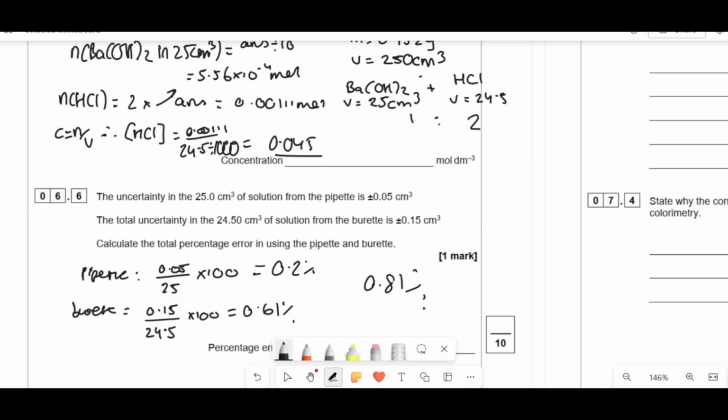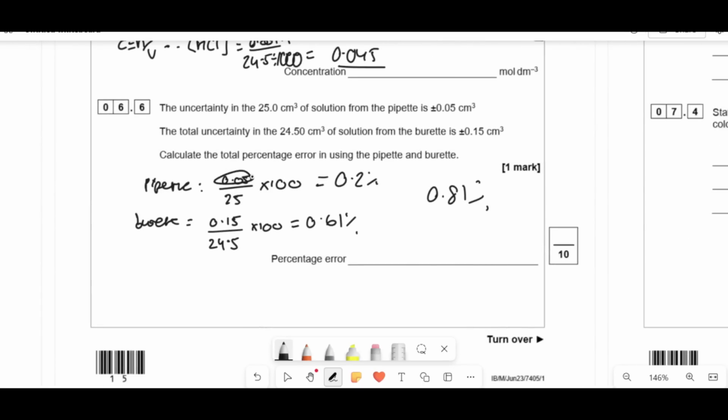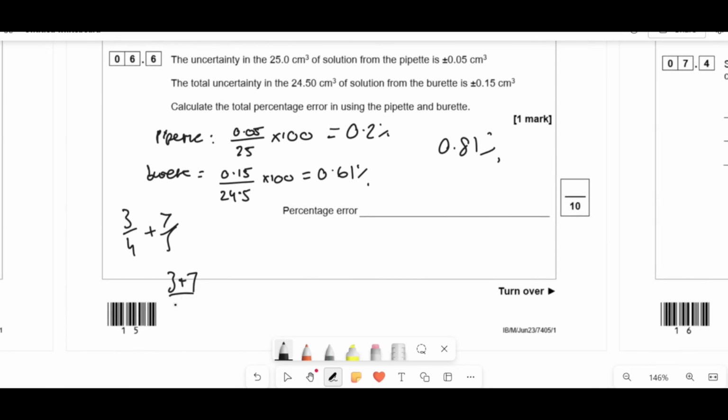In the examiner report, it says the answers are generally poor. Many students just added together the uncertainty of the pipette and the burette and then divided by the total volume of both. You can't do that, because this uncertainty only applies to this equipment and this uncertainty applies to this equipment. That's not how fractions work. You can't say 3/4 plus 7/5 is the same as just doing 3 plus 7 over 4 plus 5, because you're implying, which is incorrect by the way, that it's just 10 over 9. If I do 3/4 plus 7/5, it ends up being 43 over 20. Are those the same? No, so you can't do that. Don't do that. How have you guys forgotten year 6 maths?